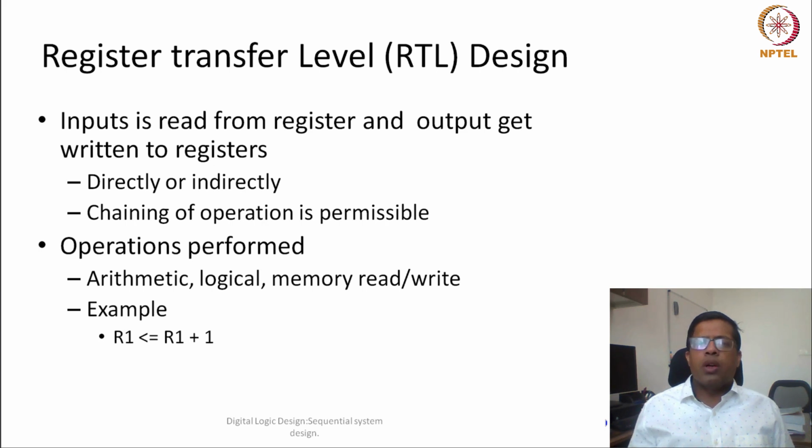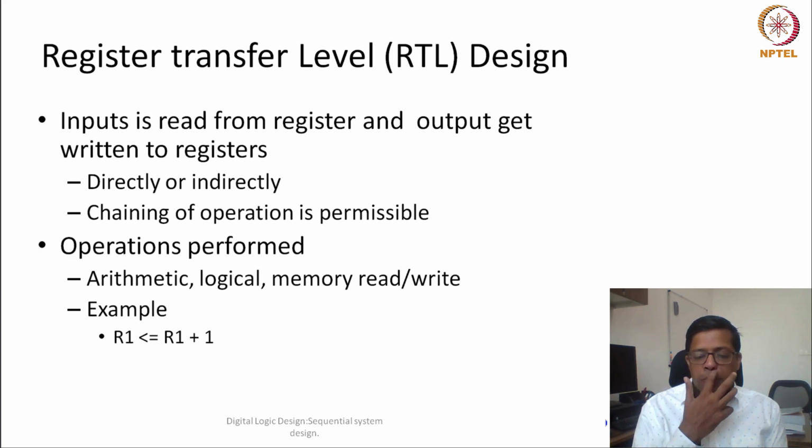These operations could be logical operations like AND gate, OR gate. This could be an array of AND gates, or a mixture of AND and OR gates, which also means that all the encoders, decoders, multiplexers, all of those operations are possible. Along with that, arithmetic operations are also possible: addition, subtraction, comparison, multiplication, division. And one more type of operation: memory read and memory write.